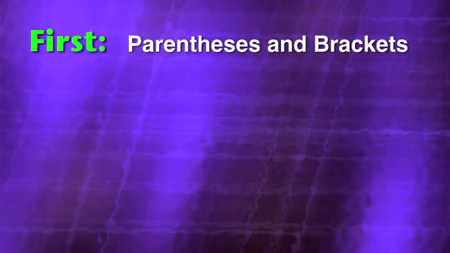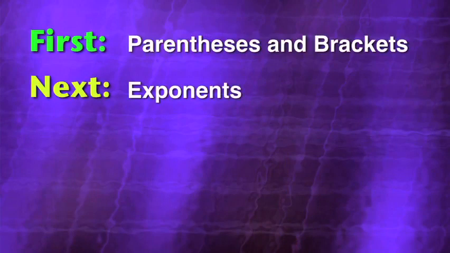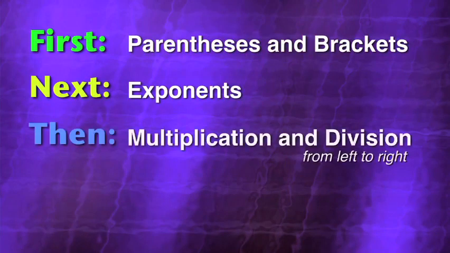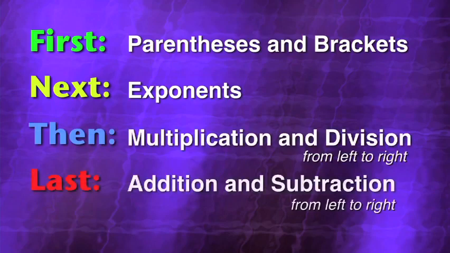We're going to be going over some problems here that'll help you get a better handle on the order of operations. And to get started, let's go ahead and look at those rules right now. So first, you do whatever is inside parentheses and brackets. Next, you do exponents. Then, you do multiplication and division from left to right. And last, you do addition and subtraction from left to right. All right, ready to get started? Let's go ahead and take a look at our first problem.